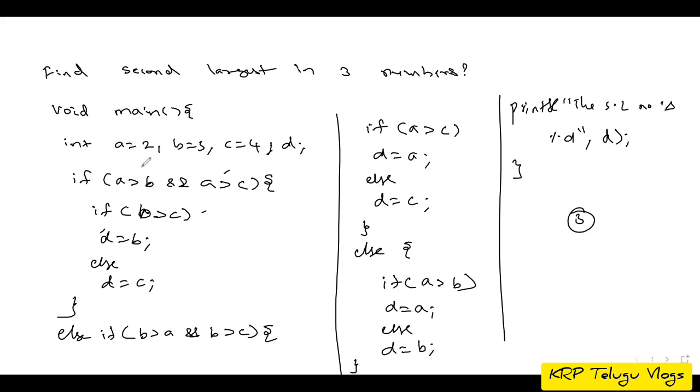Is that clear? So first, a greater than b is false, so it will come out of this. Then b greater than a is true, but b greater than c is false, so it will come out here. So the else if is also not true. It will go to the else part. In the else part, it will check whether a is greater than b or not. A is not greater than b, so it will assign the b value to d. So what is the b value? 3 will be assigned to d. So the second largest number is stored in d, and we are printing that. Clear? Yes, sir. Okay.